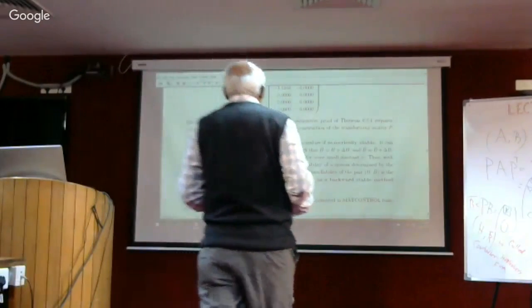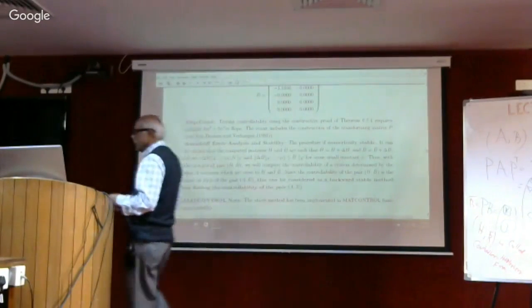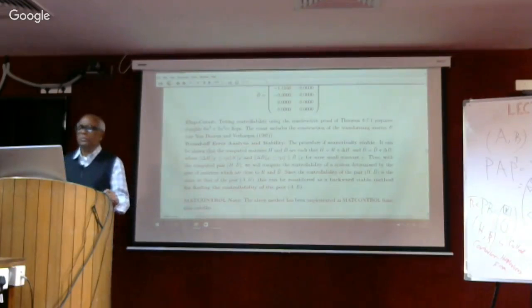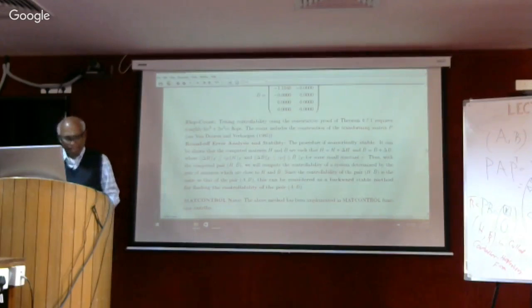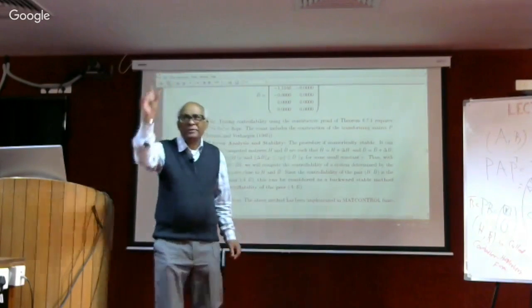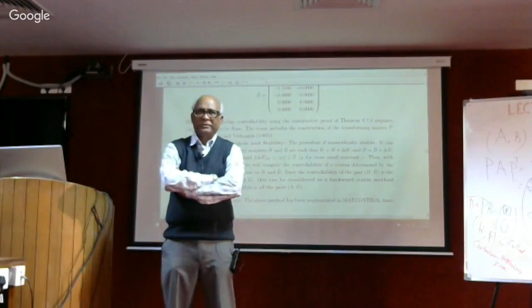Now suppose your control input is just one. That means we have a single input system. How will the test look in that case? If M is 1, that means B has one single column. Single input system. How will it look?